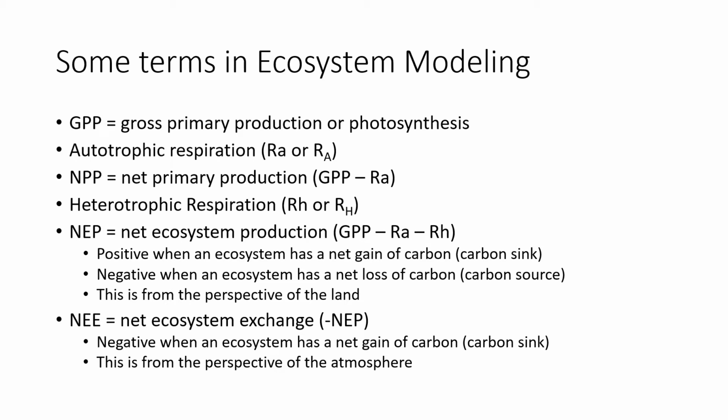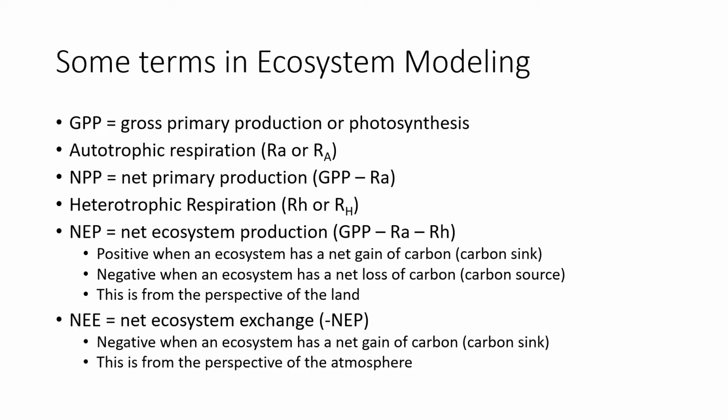So just to review these terms again, GPP, gross primary production or photosynthesis, net carbon fixed by the plant, but then some of that carbon fixed is lost through autotrophic respiration, abbreviated R sub A. Net primary production is the difference between GPP and autotrophic respiration. Heterotrophic respiration is respiration by soil microbes.